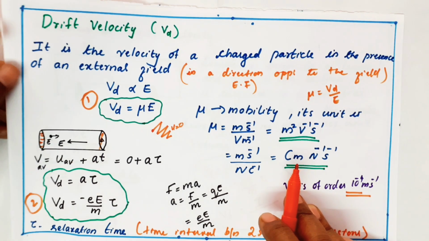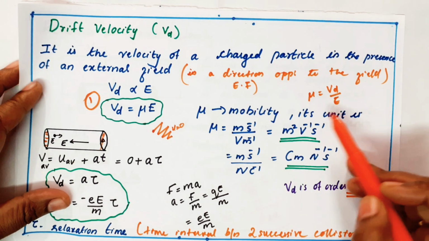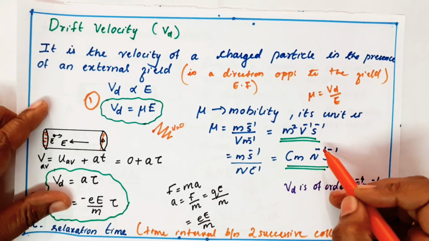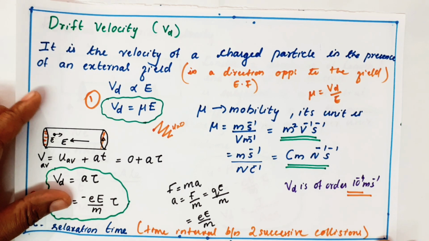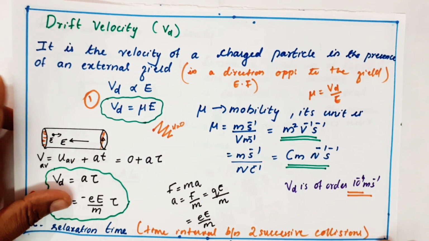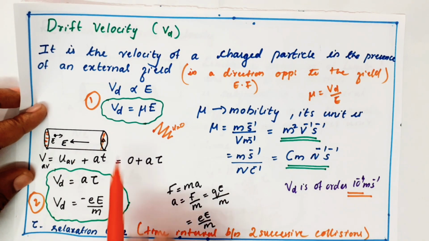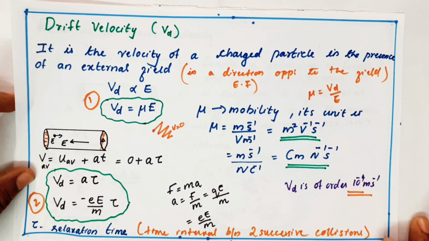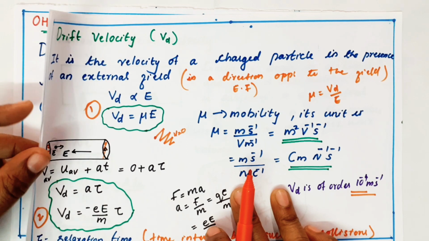Clear? Then I told you an important thing. Mobility is called Vd by E, that is drift velocity per electric field. Its units I told, and I told you drift velocity is very small, of the order of 10 power minus 4. And what is called tau? Tau is called relaxation time. So there are two new terms you are learning: one is mu and tau here, and another one is drift velocity. Clear?